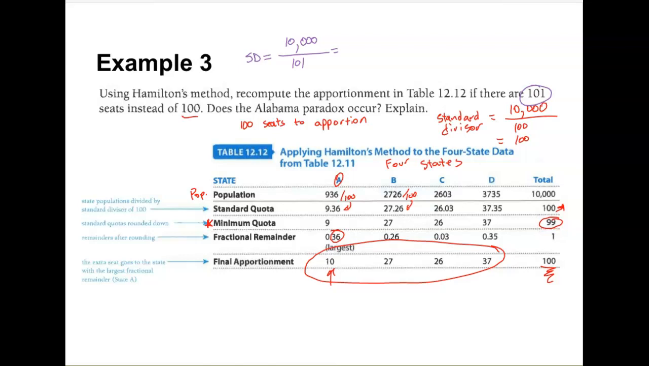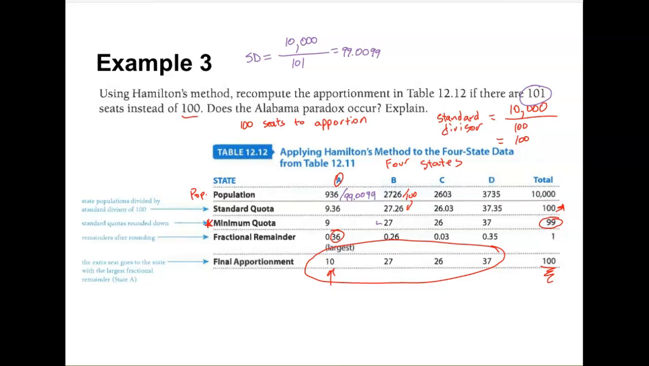So now my standard divisor comes a little bit smaller. It's 99. If you pop this in your calculator, 0.0099. And so now, instead of dividing each state population by 100, I'm dividing it by 99.0099, which is a slightly different number.